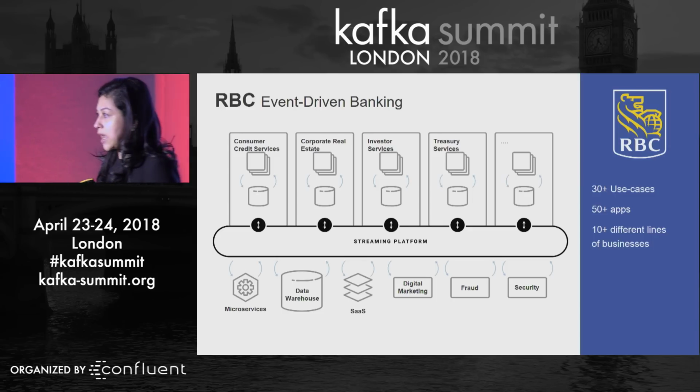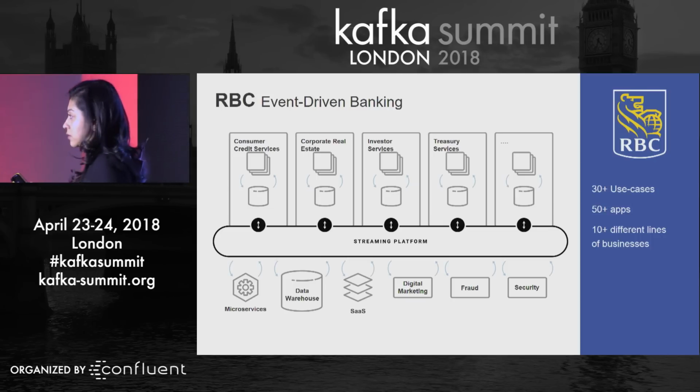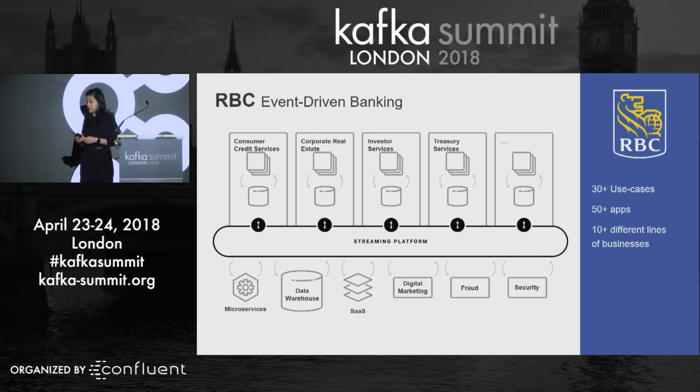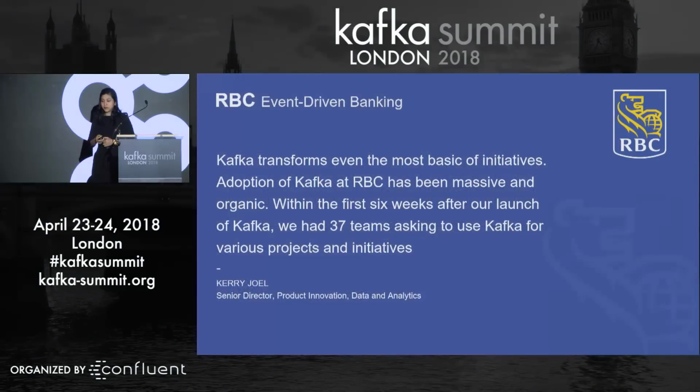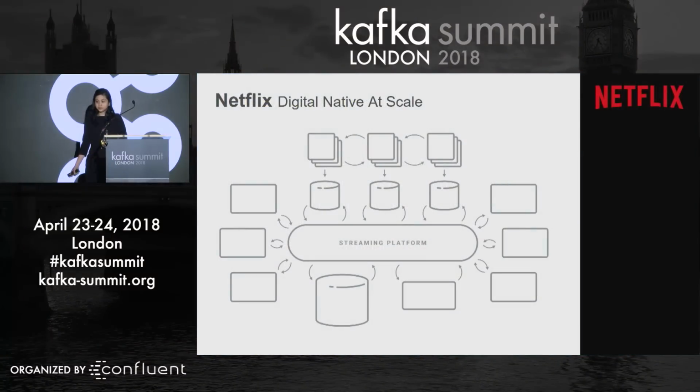But the most important thing is they were able to share common data records across business units. And not only just that, they were able to share that data with external business partners. Now they have a single source of truth at the heart of their data center. I'm really happy that Kafka is really transforming RBC into a modern event-driven bank. The most interesting takeaway, though, is that all this happened very quickly. Adoption of Kafka at RBC was organic and massive. Within the first few weeks of them taking their first application live, they had 37 different teams asking to use Kafka. That's how you should expect Kafka's adoption to grow in an enterprise.